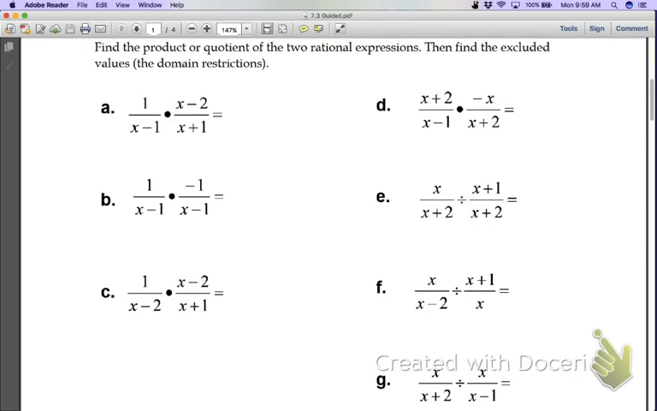So then, again, we're not going to worry anything about the quotient. We're just going to deal with the products. Okay, so only the ones that are multiplying. We'll get into dividing tomorrow.